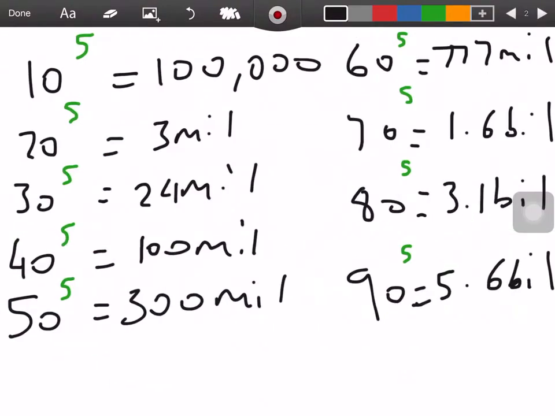This ranges from 10 to 90, and it shows you the boundaries. What I mean is, from 10 to the power of 5 you get 100,000, and 20 to the power of 5 gives you 3 million. So it ranges from 100,000 to 3 million. That's from 10 to 20, and you get the idea.